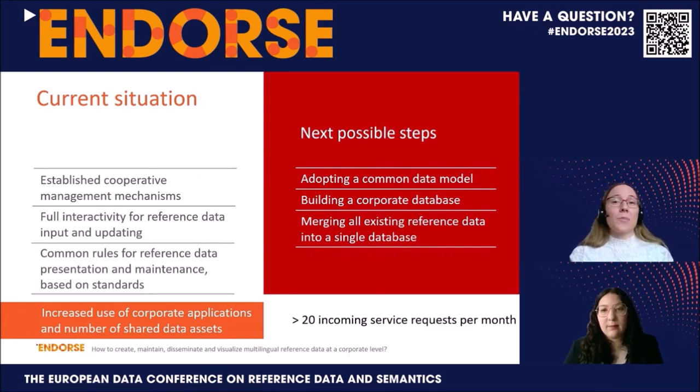So what are the next possible steps? The first one is adopting a common data model in order to further harmonize and standardize the data maintenance. And the next one is building a corporate database and publishing all the corporate reference datasets there in order to provide one single access point. So it would be much easier for the users and for the managers as well for accessing the data.